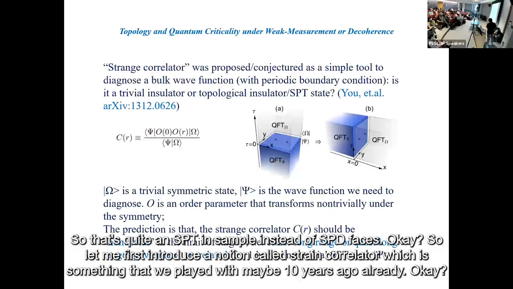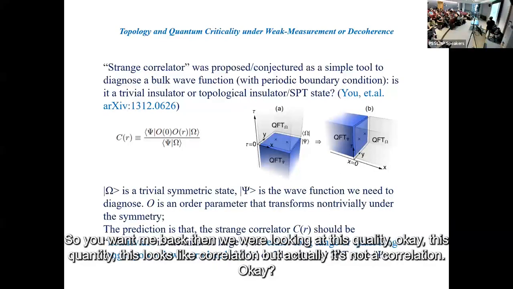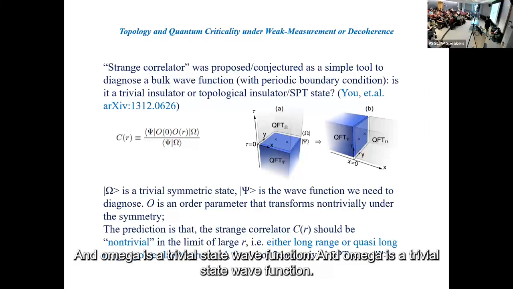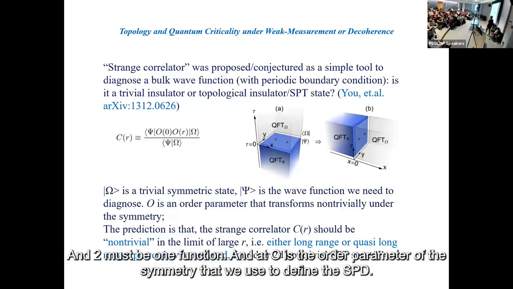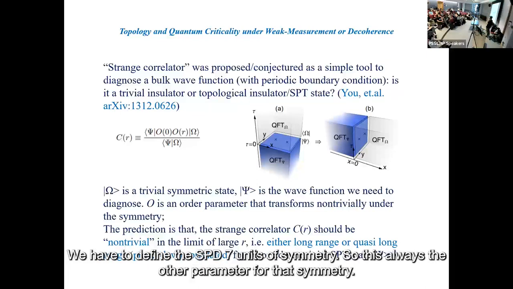Let me first introduce a notion called the strange correlator, which is something that we played with maybe 10 years ago already. Back then we were looking at this quantity. It looks like a correlation, but actually it's not a correlation. Let's say that psi is an SPT wave function, a bulk SPT wave function, and omega is a trivial state wave function, and O is the order parameter of the symmetry that we use to define the SPT state. To define the SPT state, we need some symmetry.